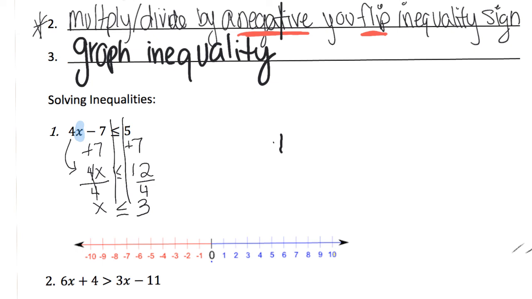Did we multiply or divide by a negative? The answer should be no, so we don't flip our sign. So now all we have to do is simply graph it. So we're going to graph, hopefully you remember, a closed circle over positive 3. And because the arrow is pointing to the left, so is our arrow. Okay. So let's do one more together. Let's look at the next one.